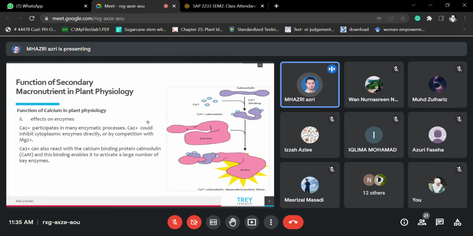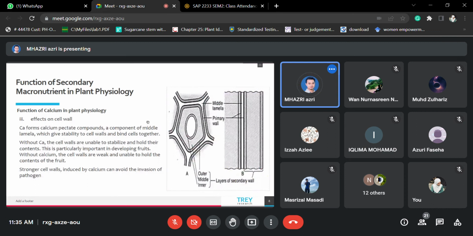So that process is a bit longer. If calcium becomes a cofactor, it can bind directly to enzymes. If calcium becomes an enzyme activator, it must bind with a certain protein first, and then that protein will bind to enzymes, and then eventually the enzyme becomes active.